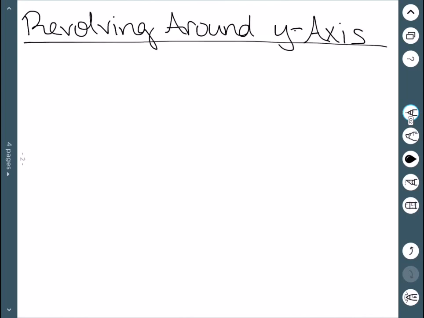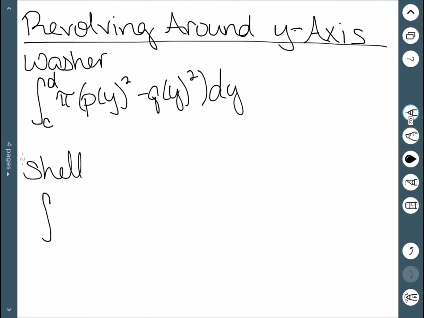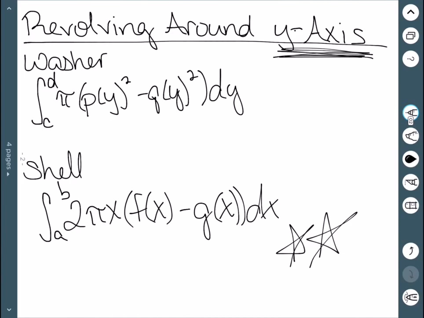Next, we'll talk about revolving around the y-axis. If I want to use my washer method here, I'll integrate from c to d of pi p of y squared minus q of y squared dy. And if I want to use the shell method, we'll integrate from a to b of 2 pi x f of x minus g of x dx. So anytime we're going around the y-axis, our shell method is highly preferred.